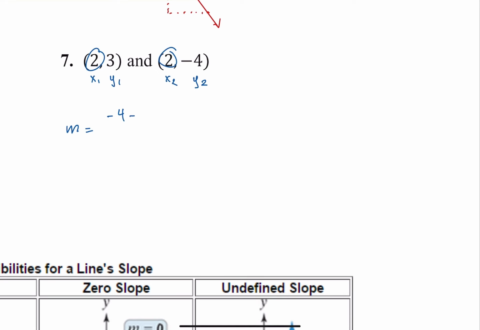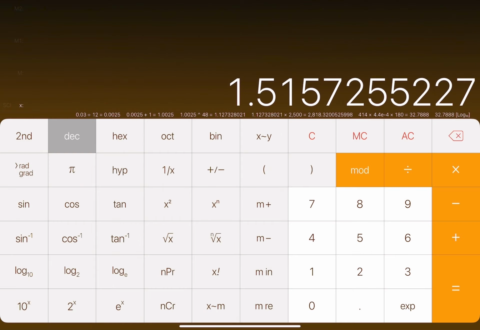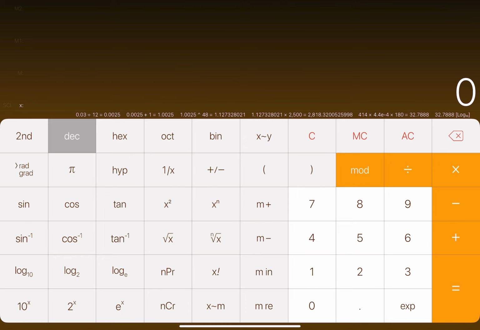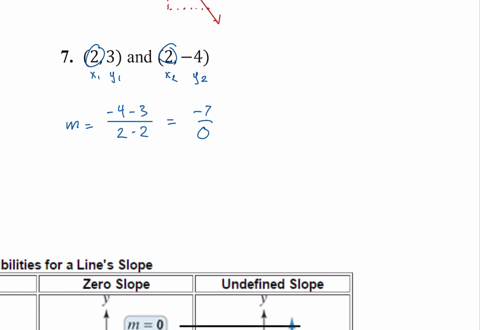But we end up with minus 4 minus 3 all over 2 minus 2, which is going to be minus 7 over 0. By the way, you are allowed to use a calculator on the test. For example, if you don't remember what minus 7 over 0 is, you could just type in minus 7, divide that by 0, and you're going to get some sort of error. Mine says overflow. So a good thing to remember here is that this is the scenario where m is undefined.